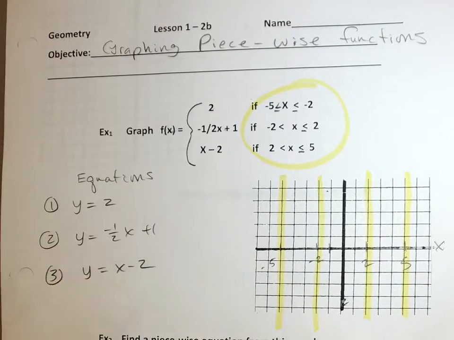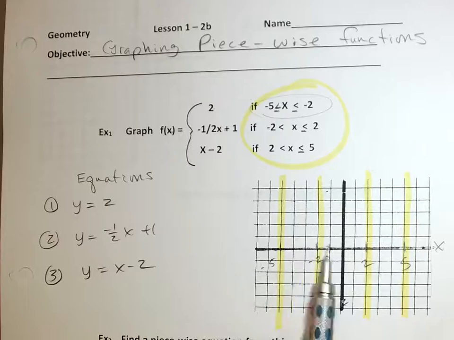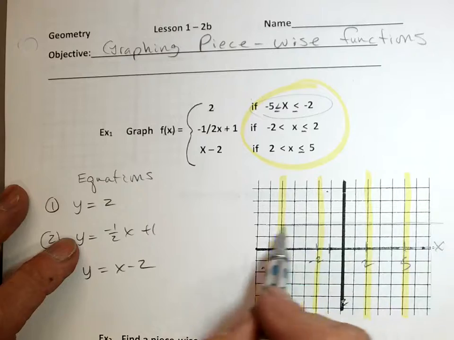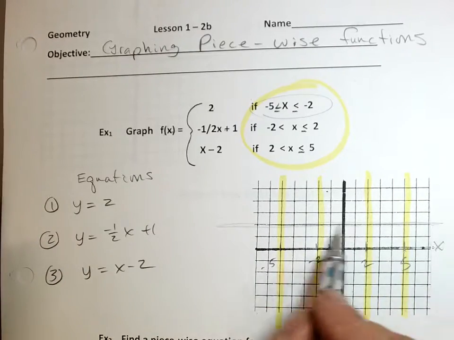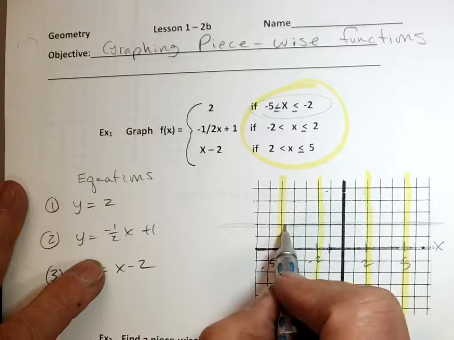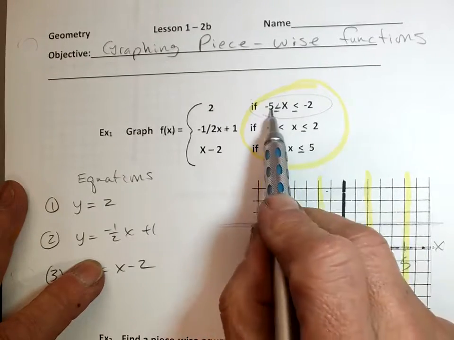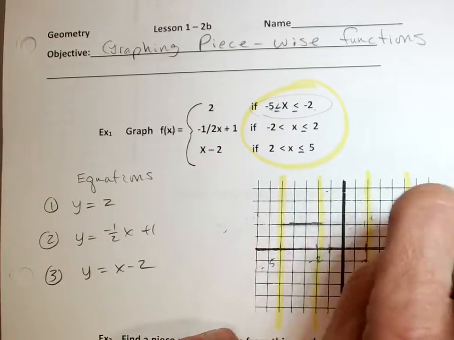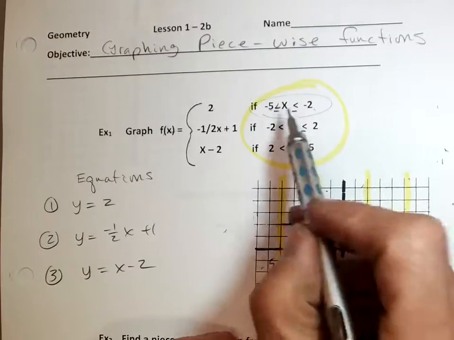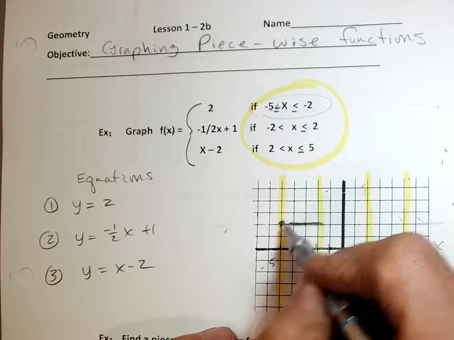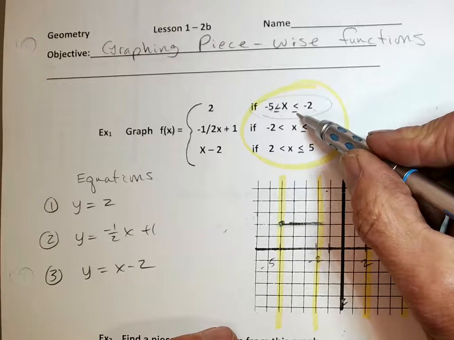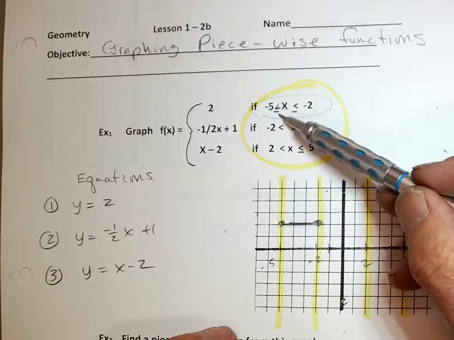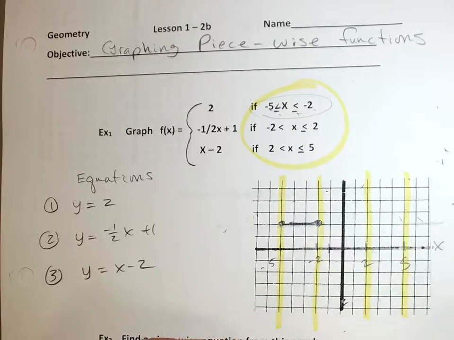So y equals 2 is in the first region. It's going to be within here. So y equals 2 is a line up at 2, and it goes horizontally across at 2. But I only want this part of it. I want it only between -5 and -2, so there is no graph that exists on either side, okay? At -5, solid dot. At -2, solid dot. Solid dot because of the equal sign on the line, okay?